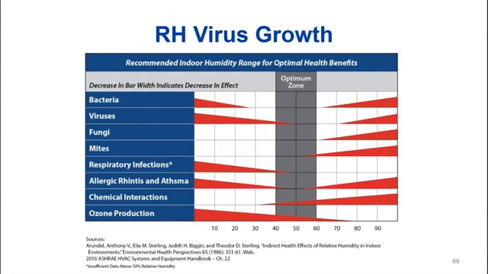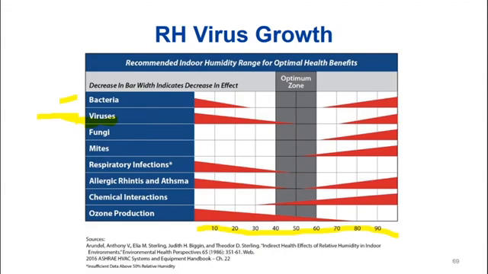First of all, in our current situation, the Sterling chart becomes pretty interesting. This has to do with the relative humidity in a space, starting at 0, going up to 100%, and how much viruses or bacteria or whatever might grow. And so today, we're all tuned in on viruses.